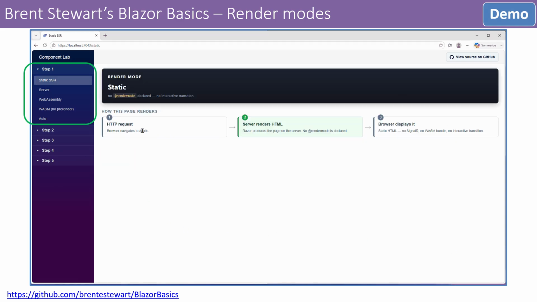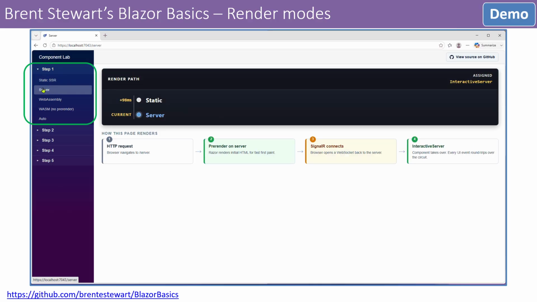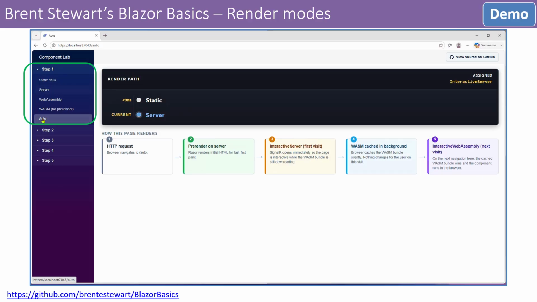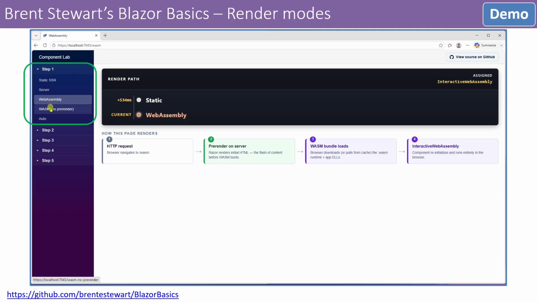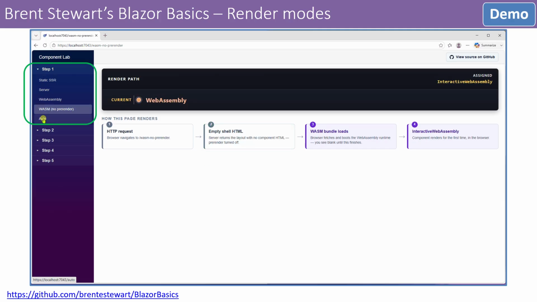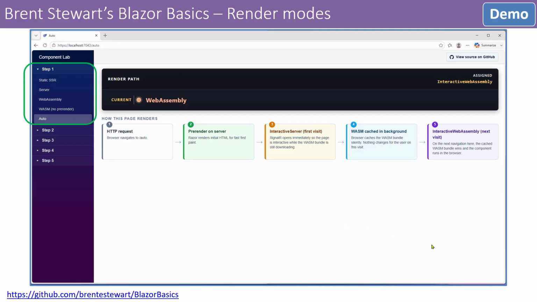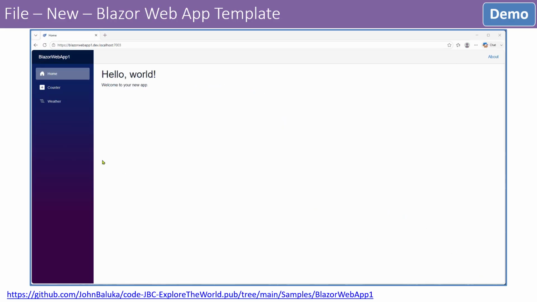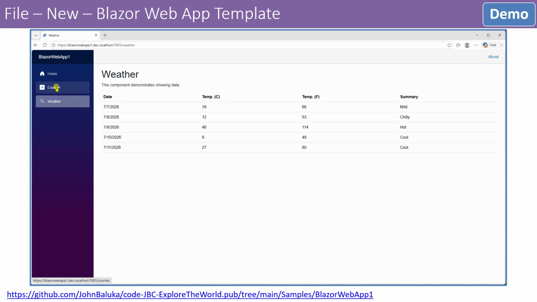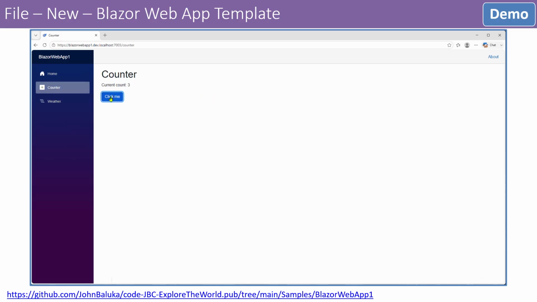What's nice here is that you can look at static rendered or server-side rendered. Then you've got server and WebAssembly, and what's nice is that Brent has incorporated what takes place with each render mode getting triggered. But a lot of us have come into Blazor looking at the sample application that we've seen multiple times over, especially the counter. So a lot of us look at this as our point of evaluation.